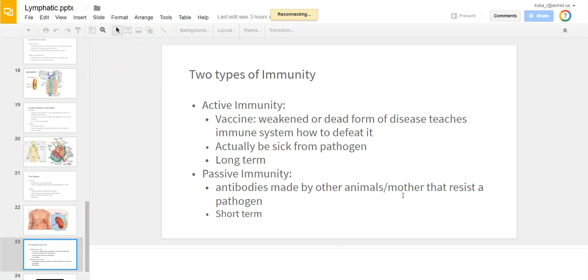It's only short-term because eventually your body realizes that, hey, this is not your cell, these are not your antibodies, and so your body will break it down. But that's one of the reasons babies, you got to be really careful around them, because they have their mom's passive immunity for only so long, but their immune systems haven't completely built up yet.